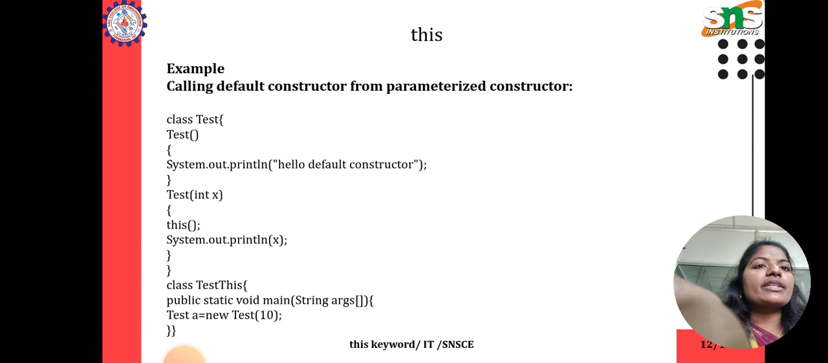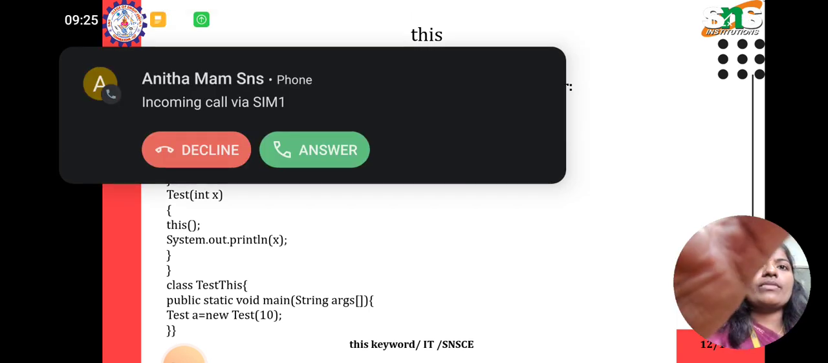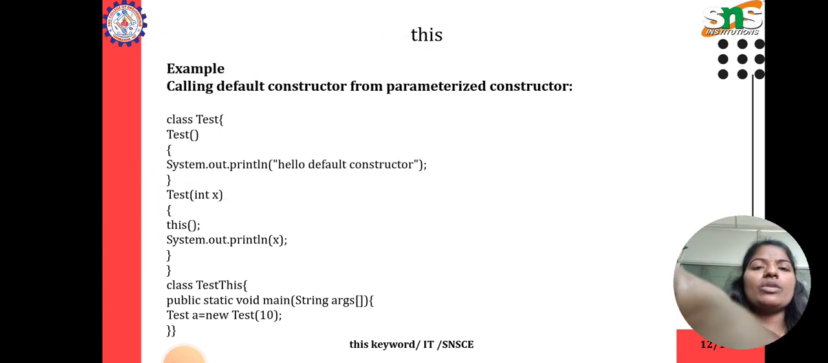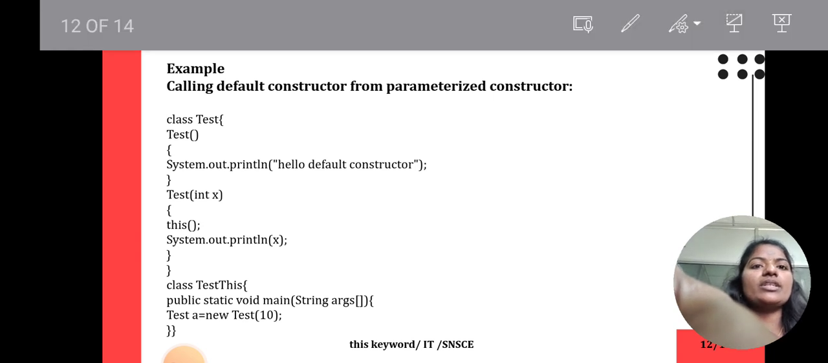Calling default constructor from parameterized constructor. Class Test. I have declared the class name is Test. And I declare the Test constructor. System.out.println, I have printed one message: Hello default constructor. Close. Then the method Test(int x). this(); System.out.println(x). Close. Class TestThis, public static void main String args, Test a.